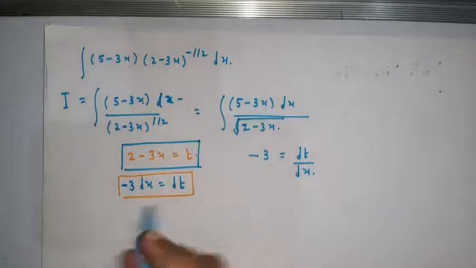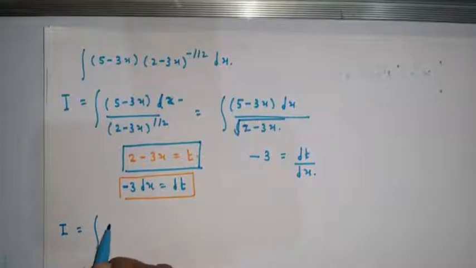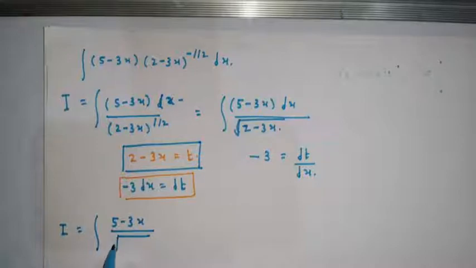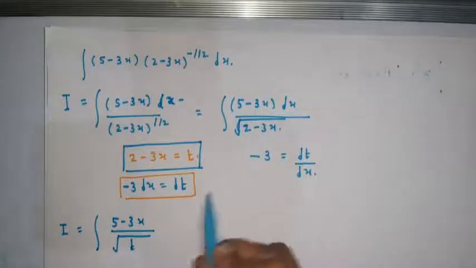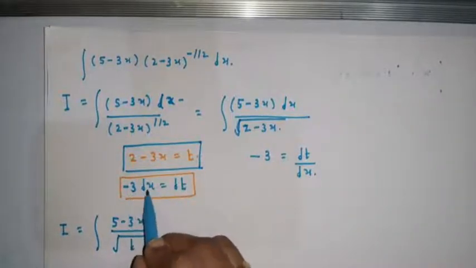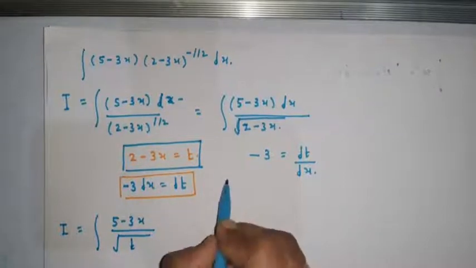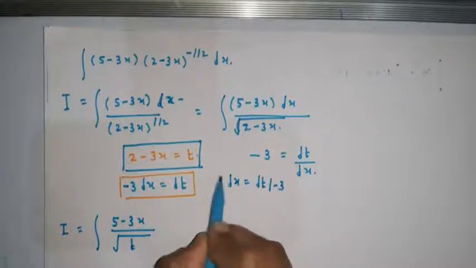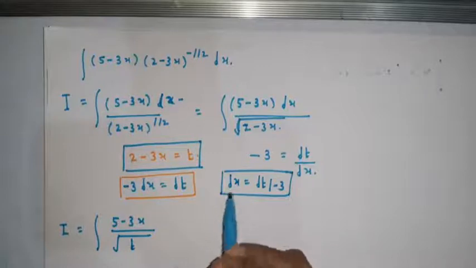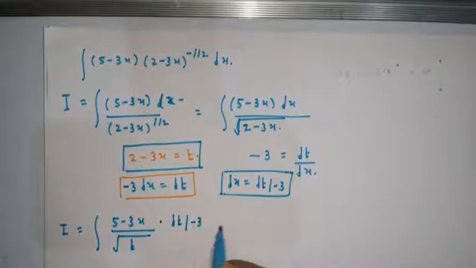Okay students, by using this, now our integration I equal to integration of 5 minus 3x upon square root of t. 2 minus 3x is t, and with dx, that is minus 3 dx equal to dt, and therefore this implies dx equal to dt upon minus 3.